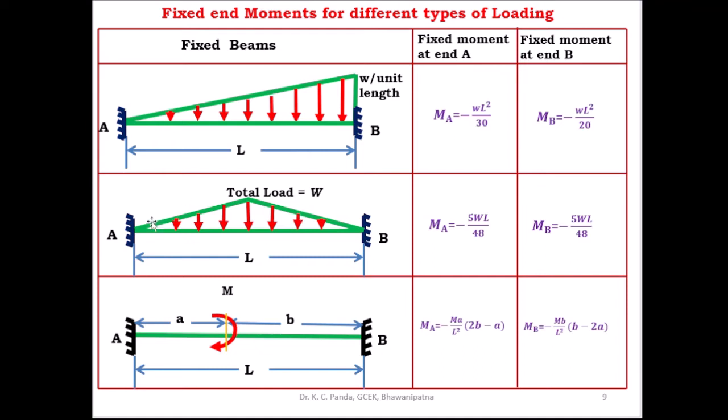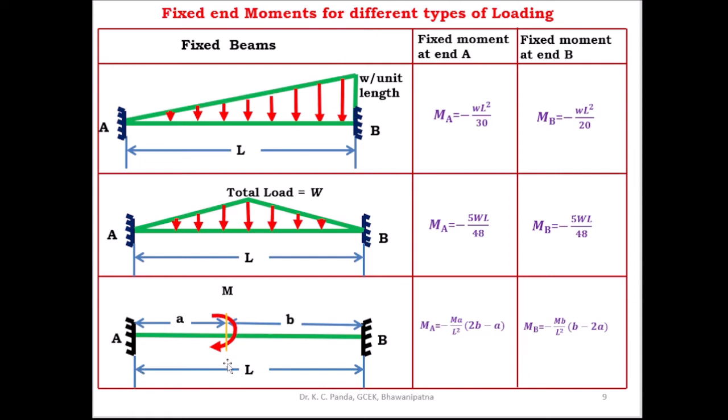And this is the fixed beam, and the length of the beam is L, and here the total load is W. This is the triangular load, and the length of the beam is L. In this case, the fixed end moment at end A is equal to minus 5WL by 48, and MB is equal to minus 5WL by 48.